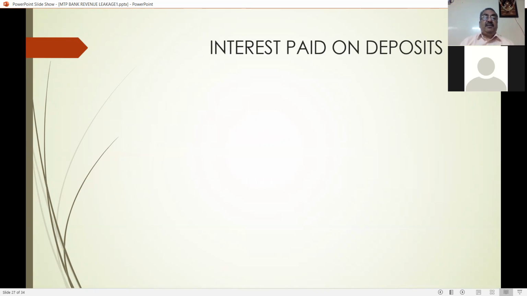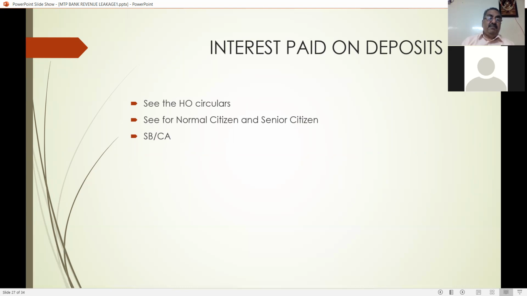Now, interest paid on deposits. So far you have collected, now you are paying it. For that you have to see the head office circular, and there is an interest difference between normal citizen and senior citizen, and there is also a difference between normal citizen and staff. Staff gets 0.5% more or 1% more.